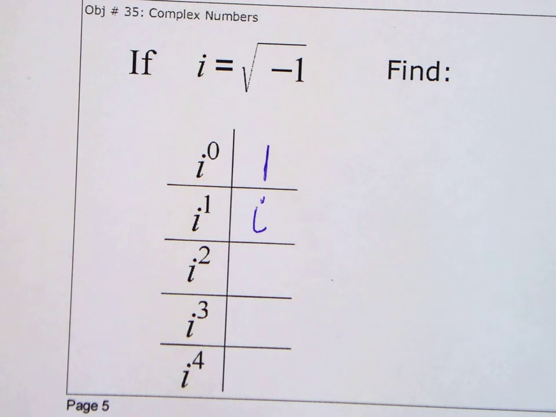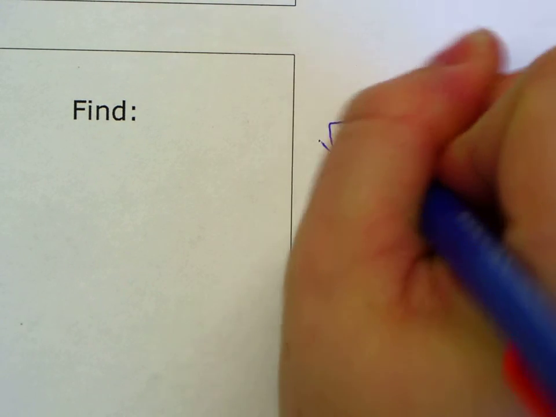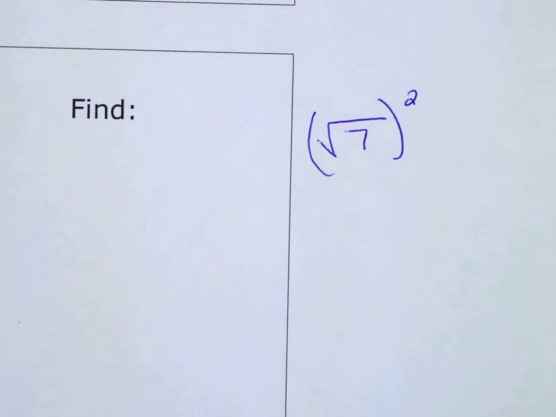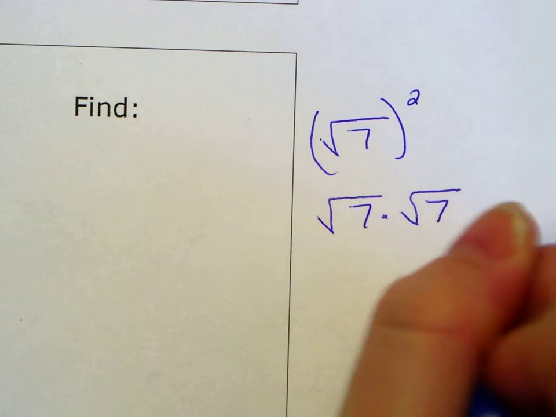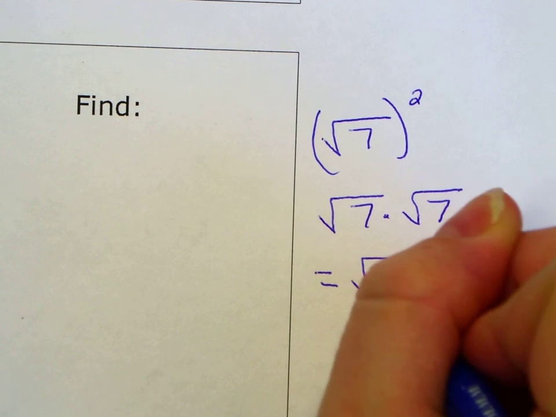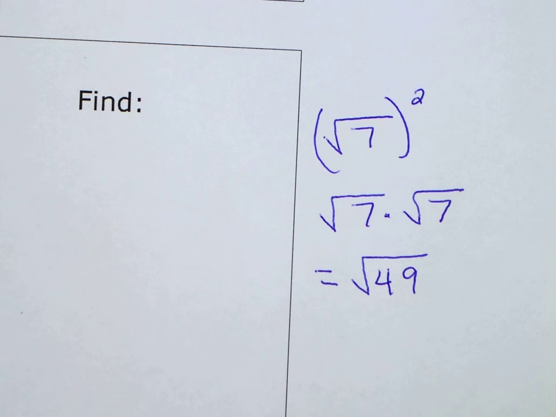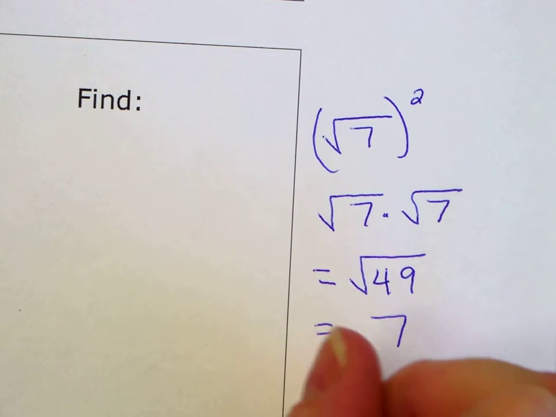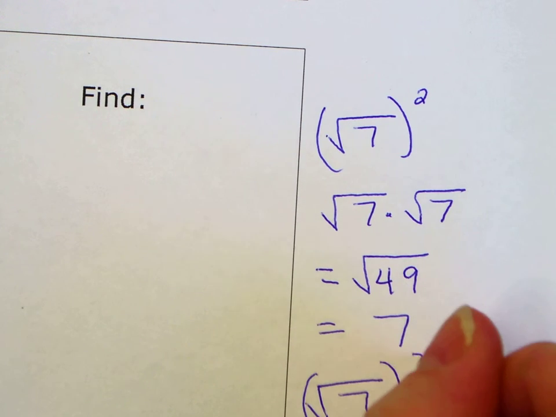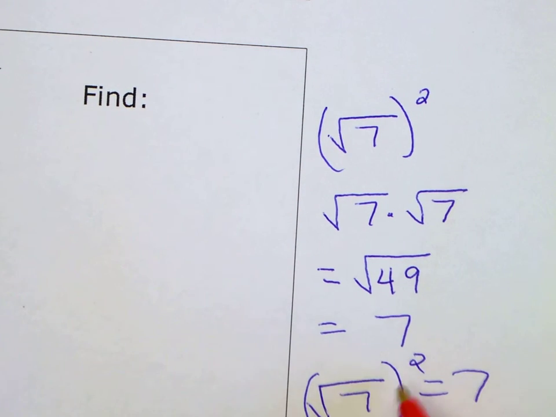Okay, now before we do number 2, let's look on the side. What is the square root of 7, squared? Well, that's the square root of 7 times the square root of 7, which is the square root of 49. What's the square root of 49? 7. So radical 7 squared is 7. When you take the square root and the square, they undo each other. You're left with the inside, right?